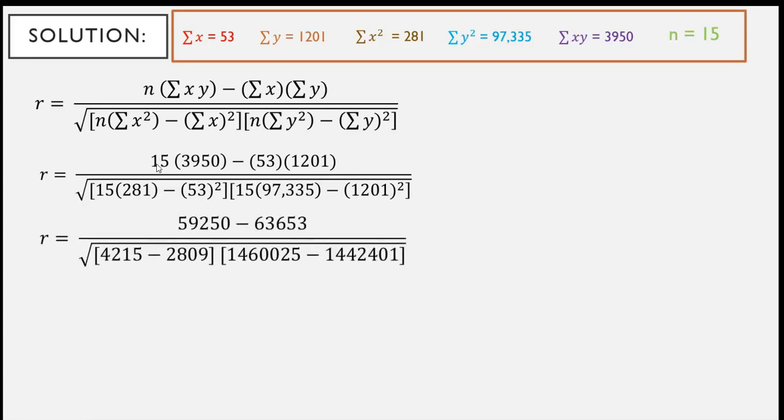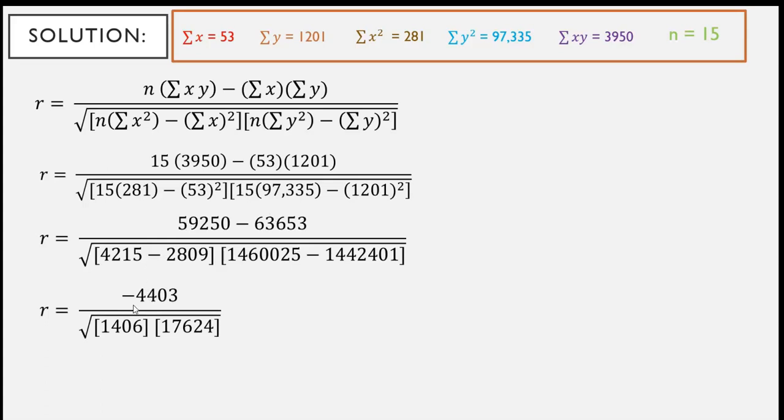Now let's simplify. 15 times 3,950 is 59,250 minus 53 times 1,201 is 63,653. All over square root of 15 times 281 is 4,215 minus 53 squared is 2,809. 15 times 97,335 is 1,460,025 minus 1,201 squared is 1,442,401. Let's simplify.